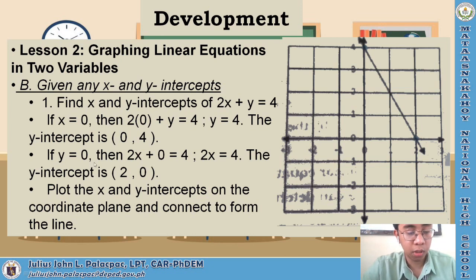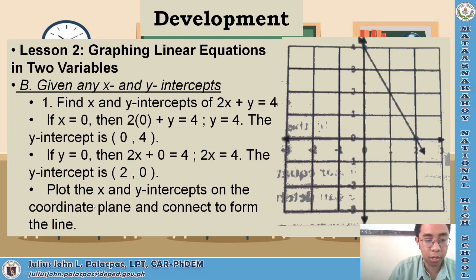Second one, if y is equal to 0, then 2x plus, since y is 0, is equal to 4. We have 2x is equal to 4. So we will multiply both sides by the reciprocal of 2, which is 1/2. So 1/2 times 2x is x. 4 times 1/2 is 2. So x is equal to 2. So the x-intercept is 2, 0, or a is equal to 2.